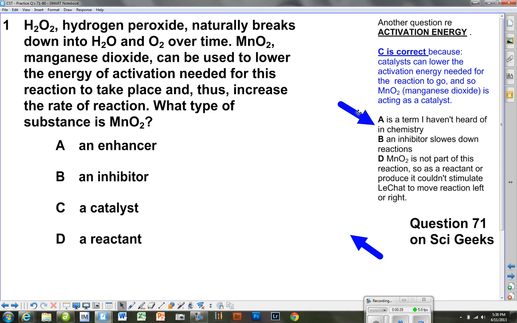A is a term I haven't heard before in chemistry. B, an inhibitor slows things down, so it's not going to speed up the reaction. And manganese dioxide is not part of this reaction. And because it has no part of this reaction, it makes Le Chatelier useless. He can't react left or right because he can only respond to changes that you make in the reaction mixture itself and nothing outside.